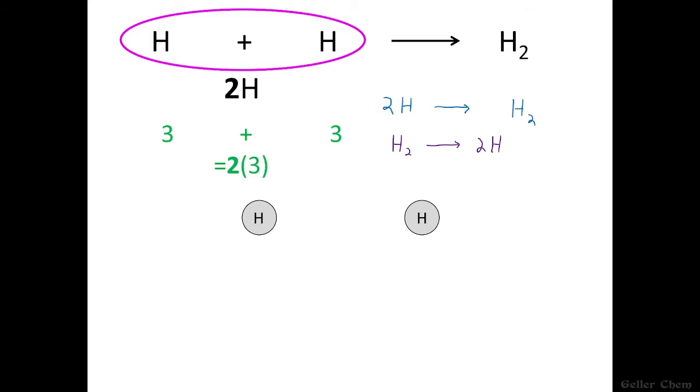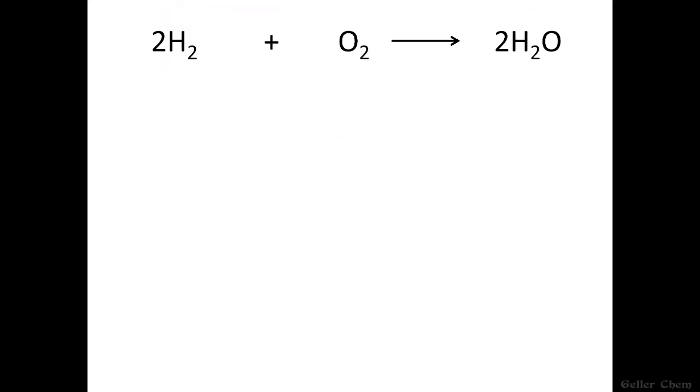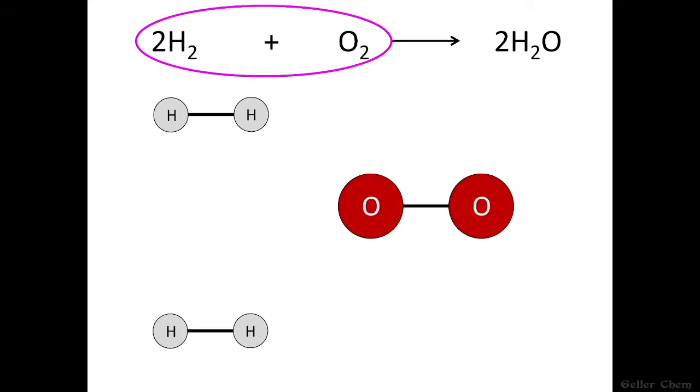Now let's get a bit more complicated and combine subscripts and coefficients. So imagine we had this equation. How do we interpret this? Well, let's start on the reactant side again. So this 2 subscript here means the same thing it did in the previous slide. It means we have two hydrogen atoms bonded together, and these two hydrogen atoms will move together as a unit. But we also have a 2 coefficient, which means the same thing it did before, that we have two of these hydrogen molecules, and each of these molecules will move independently from one another.